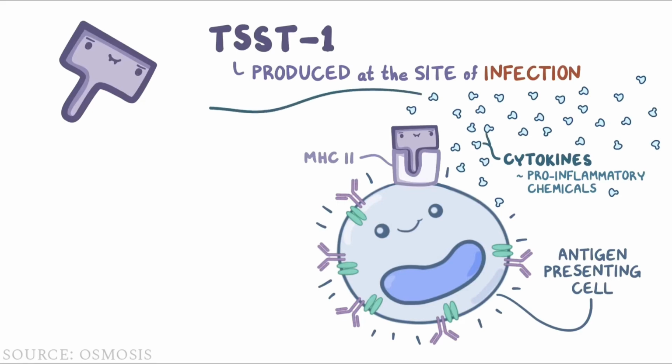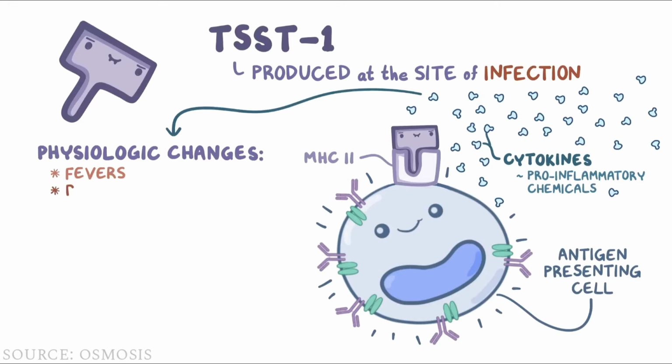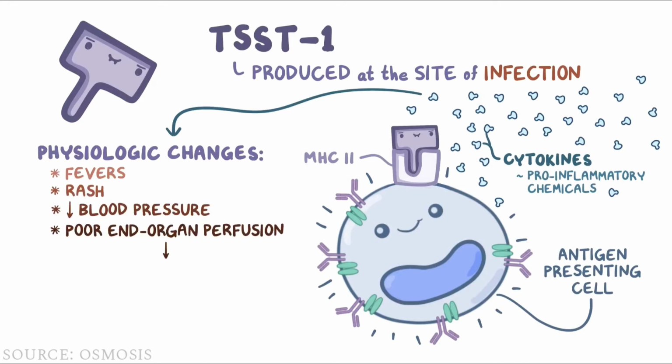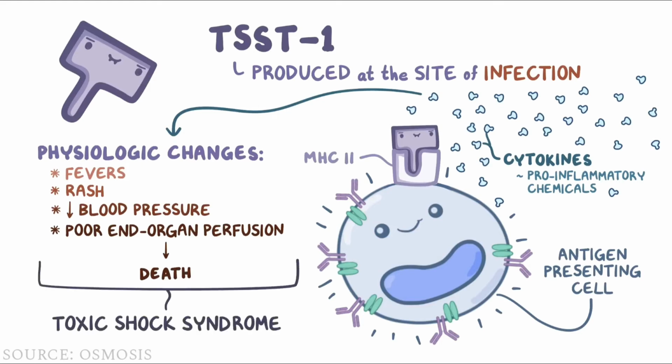The cytokine storm results in a number of physiologic changes, like fevers, a sunburn-like rash, low blood pressure, and poor end organ perfusion that can result in death. And together this is called toxic shock syndrome.